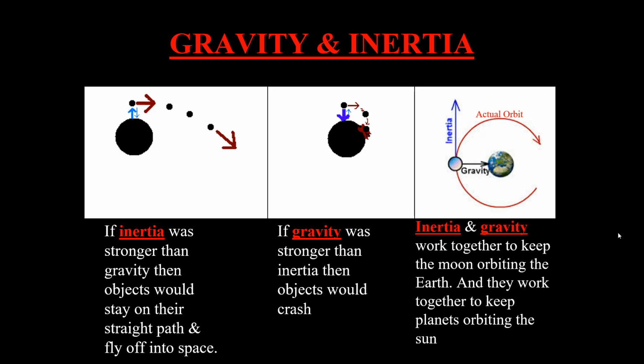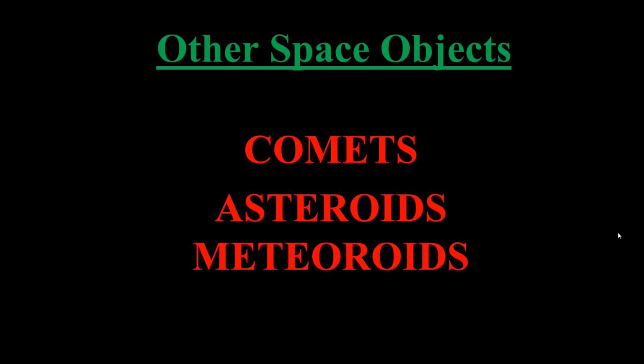For example, the picture to the right shows how inertia and gravity work together to keep the moon orbiting the Earth. If inertia was stronger than gravity, then objects would stay on their own straight path and fly off into space. If gravity was stronger than inertia, objects would crash. And that's why they both work together, so that the moon keeps orbiting the Earth and the planets keep orbiting the sun.